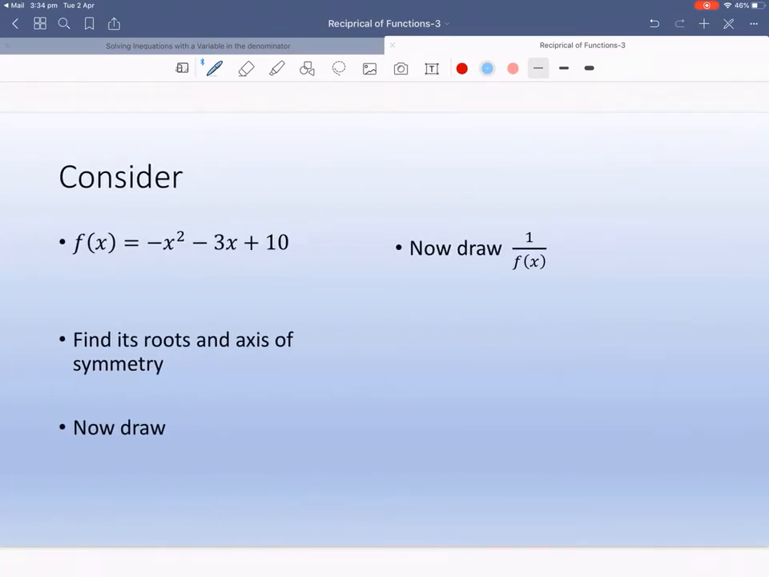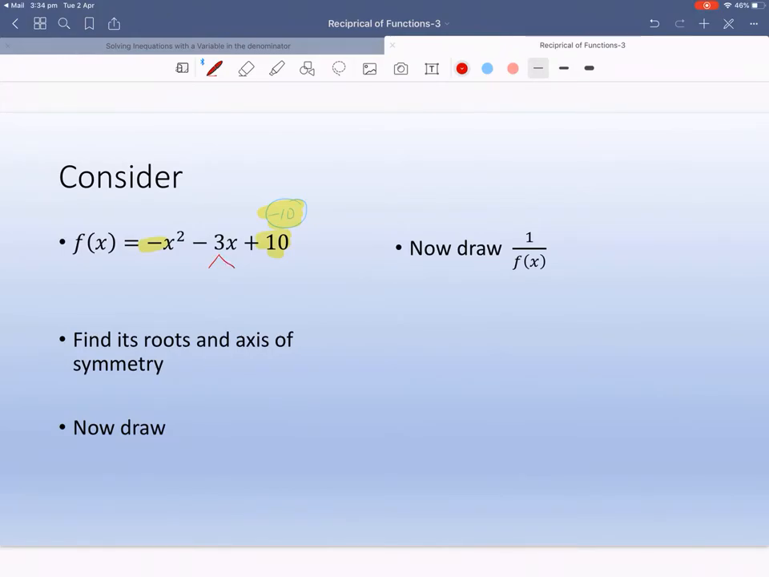All right, so we're going to consider these graphs. We want to look at this and find its roots and axis of symmetry. With this one, we are playing magic numbers with minus 10. The reason for that is that it's a non-monic, so it's got a negative, and we have to multiply it by the 10, and we get minus 10. Also, because it's a non-monic, we have to split the middle term.